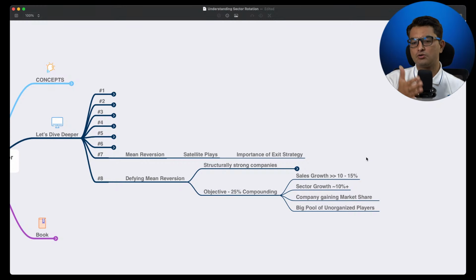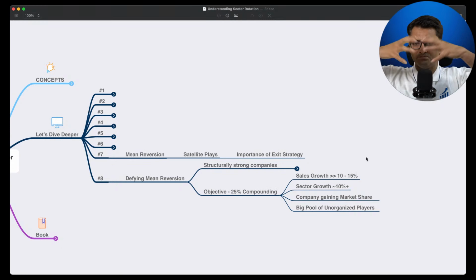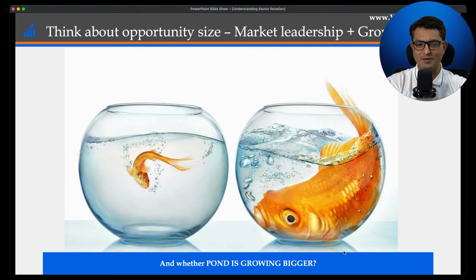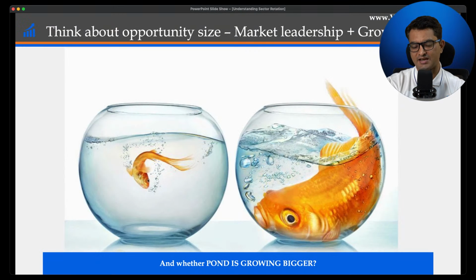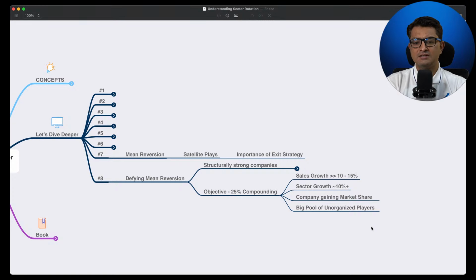Second is sector growth, which is around 10% plus. The sector should be growing, or the opportunity size should be much bigger, like a growing pot. Then you have a company which is gaining market share. So it should be a scenario like a small fish in a big pot, where it is able to capture market share and also grow in that pot. And finally, there should be a big pool of unorganized players from whom it can also gain market share.